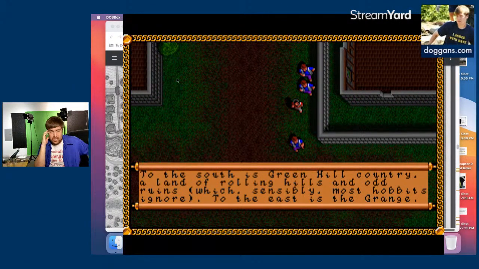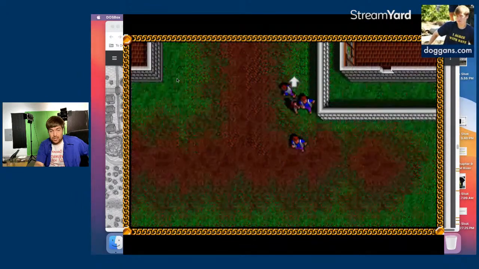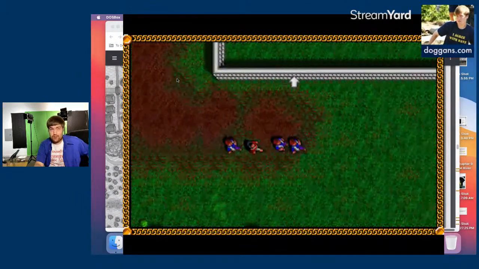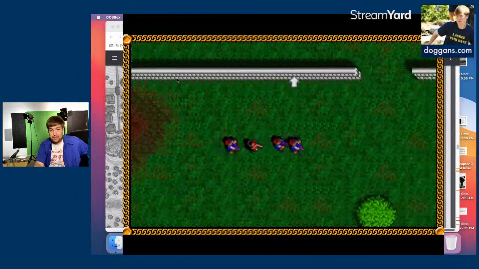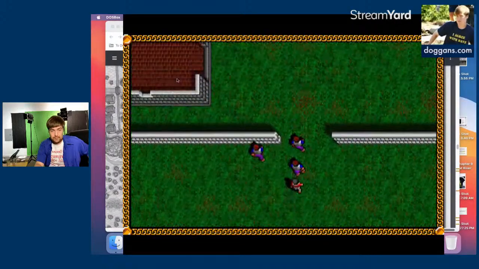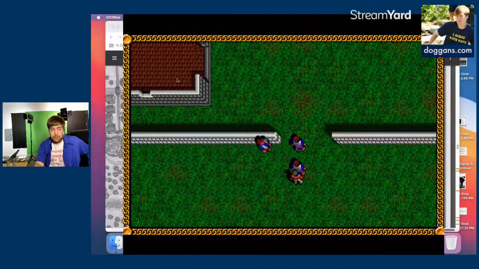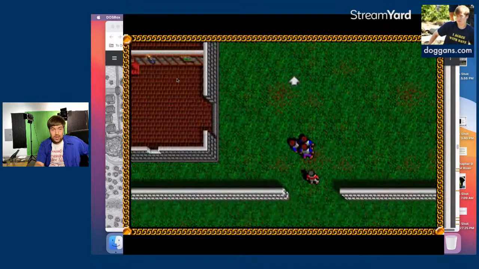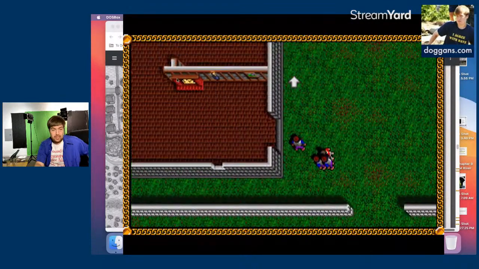To the south is Green Hill Country, a land of rolling hills and odd ruins, which sensibly most hobbits ignore. To the east is the Grange. I'll take your word for it. I don't know what any of that means in terms of my immediate goals. This is the Grange, home of the Grubb family. There we go. This is more promising.